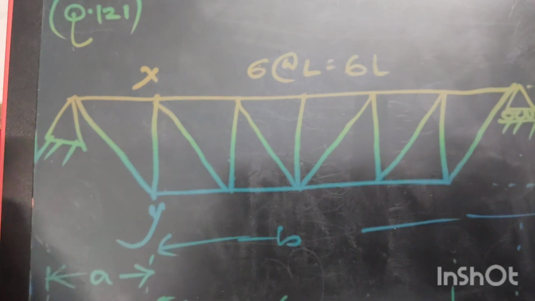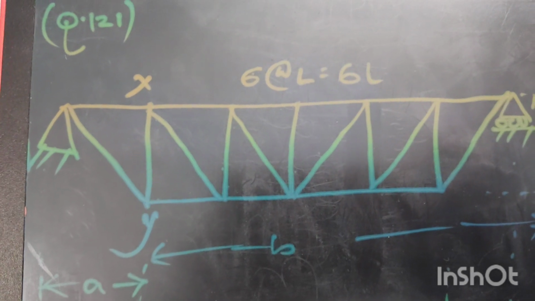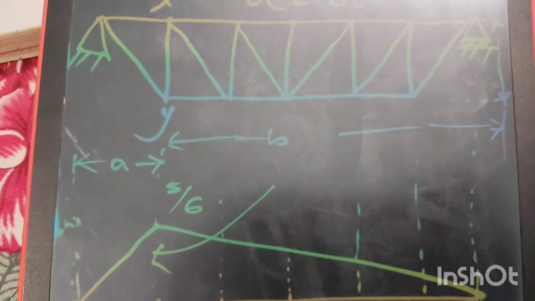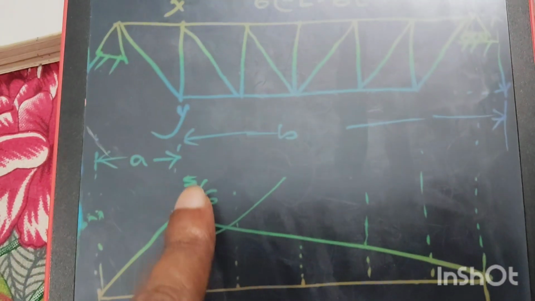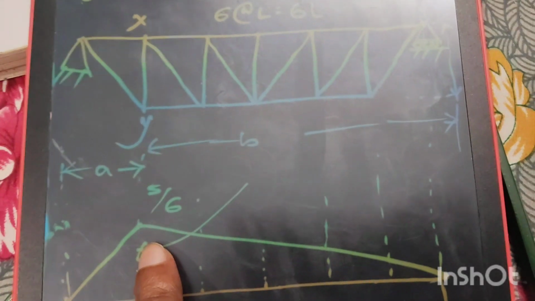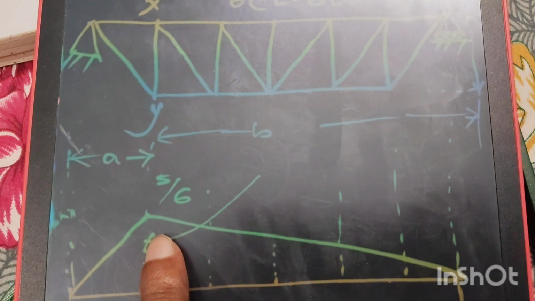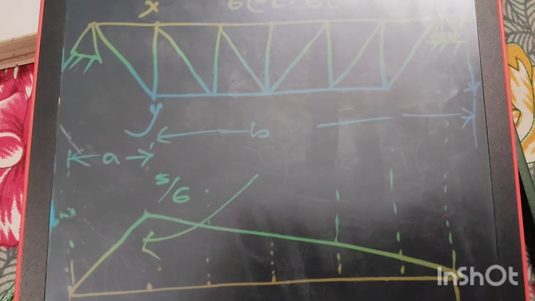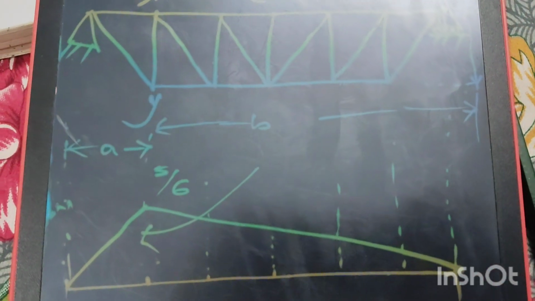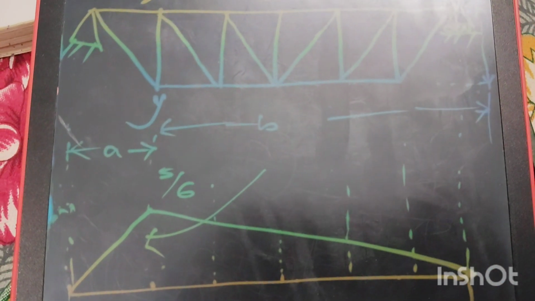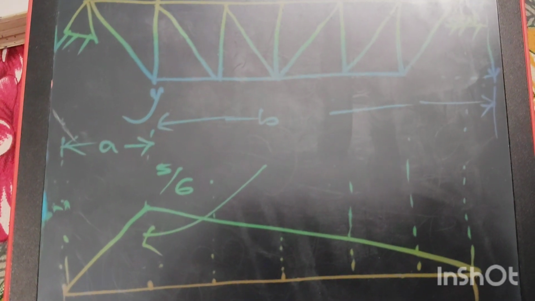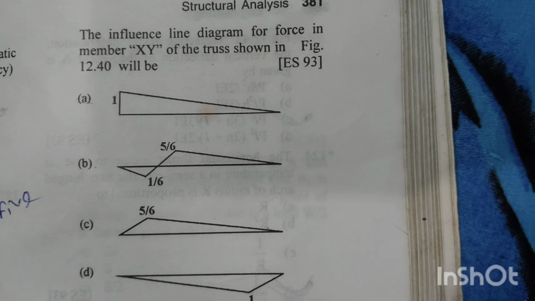Okay, now for this member, the influence line diagram will be triangular in shape, and at this point X, the ordinate of the triangle will be b by L. b means 1, 2, 3, 4, 5, 5L divided by the full length of the truss, which is 6L, and then it will become 5 by 6. Option B is the right answer.